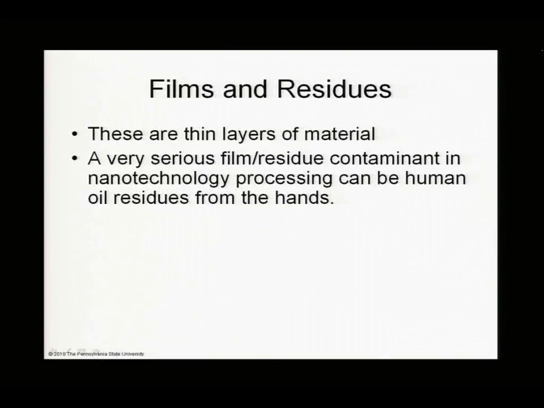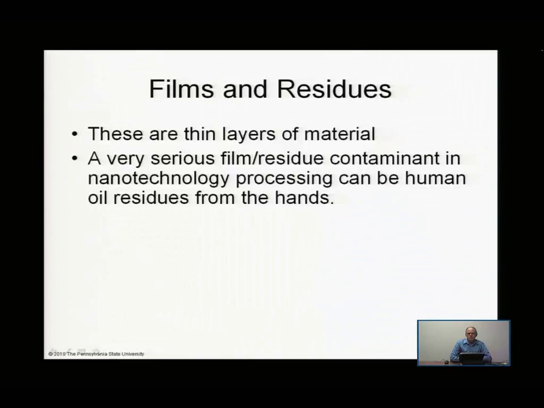Let's talk about films and residues first. As we said, these are thin layers, perhaps so thin that they're at the nanoscale themselves, and they can be on a sample, as I said, inadvertently and uncontrollably. One example of a very serious source of contamination is humans themselves. The oil residues on our hands are very, very serious contaminants.